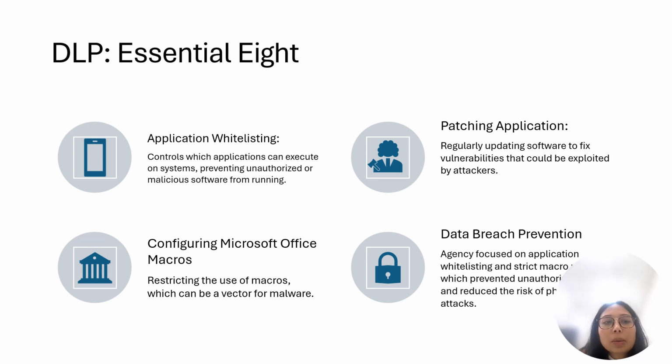Configuring Microsoft Office macros is also essential for preventing data loss. By preventing unauthorized macros from running, organizations can safeguard sensitive information from compromise. To see the strategies in action, let's look at a government agency that implemented the Essential 8 by focusing on application whitelisting and strict macro policies. They were able to reduce data breaches by 75% over the course of the year. This demonstrates the real-world effectiveness of the Essential 8 framework.